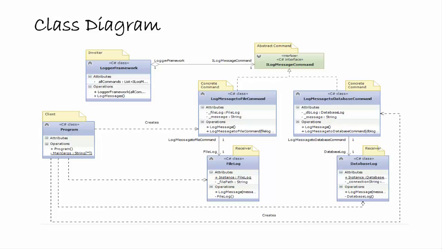So LogMessageToFileCommand will have the file log as its attribute, and LogMessageToDatabaseCommand will have a database pointer with a connection string and all the details to log messages to a table in a relational database.